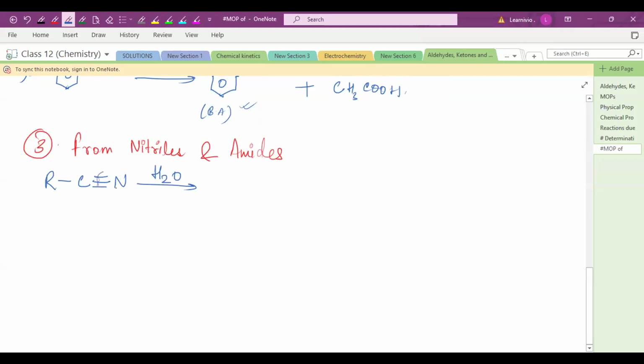Two double bonds you have to break, and just attach two hydrogens to this nitrogen and one oxygen to this carbon by a double bond. So this will form R CO NH2. And what is this? This is your amide.